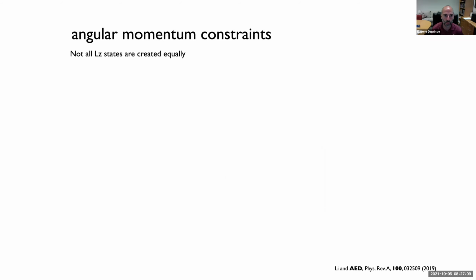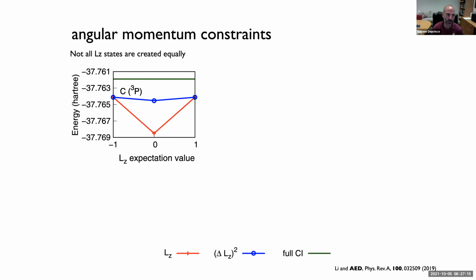One interesting problem we run into, though, is that not all angular momentum projection states are treated equally by these V2RDM methods. So if I take a carbon atom and constrain angular momentum for this triplet P state, I have two different curves here. Green is the full CI solution. Blue and red are V2RDM with PQG conditions, enforcing either just the expectation value of Lz, or the other constraint, so that it should be equal to 1.